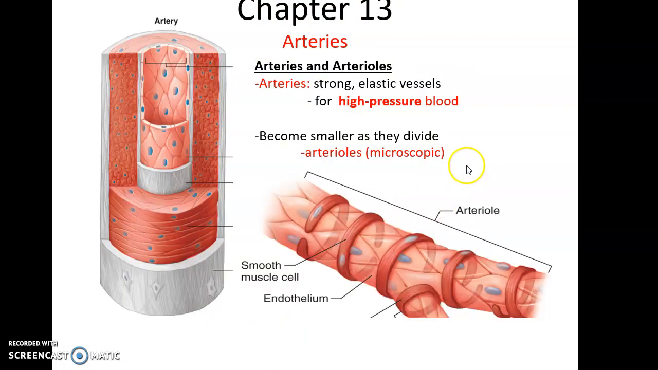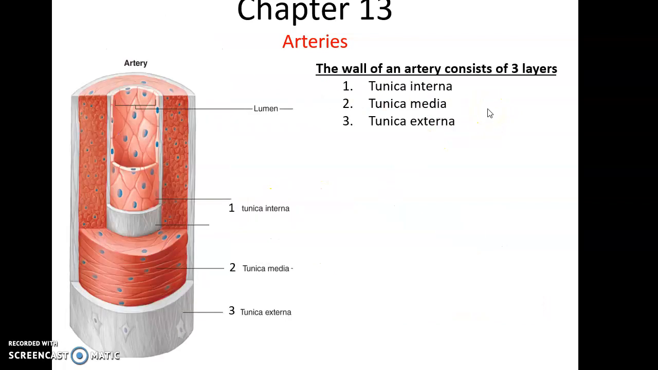Arteries. Arteries need to be strong, elastic vessels because they are dealing with high blood pressure. They have to be able to withstand the highest blood pressure in the body because they, of course, start directly after the blood leaves the heart. And as they become smaller and as they divide, the walls of those arteries become thinner and thinner until they become the microscopic arterioles, which are pretty minimal in their thickness.